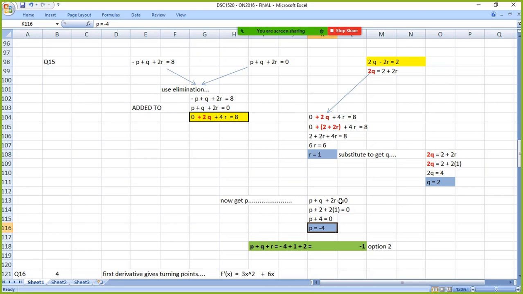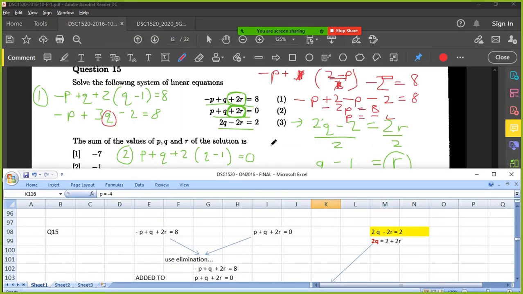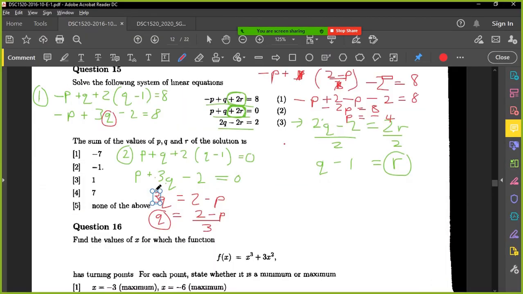If you've got the right p, that's the hard part. The hard part is trying to get one of the variables. So I actually did it a bit differently, but you can see you still get the same answer. I worked out r first, then I worked out q, then I got p. So p was the last one I got, but you can see it doesn't matter how you do it. This was a different method, but you still got the same answer. p is minus 4, that's the answer. That's what you want.